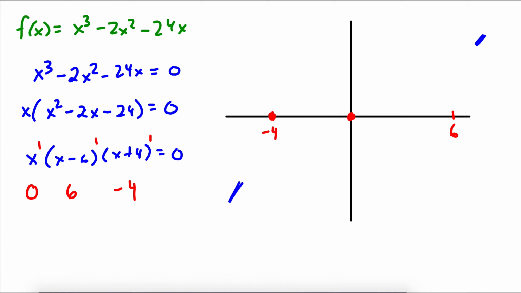So now we have all the information we need to draw it. We know that we're going to start down here. And as we approach negative 4, we're going to cross because of the odd multiplicity. And then we're going to go back down to this 0 and then cross there because of the odd multiplicity. And then go back up to this 6 and cross the x-axis there, and then end up on the positive side. So this is roughly what our function is going to look like.